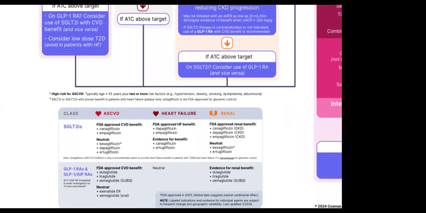Yes, they are actually here. You'll get these slides; I'll share them. This shows the class of drugs that have shown benefit in each of these comorbid conditions. So it would be important to take note of those.